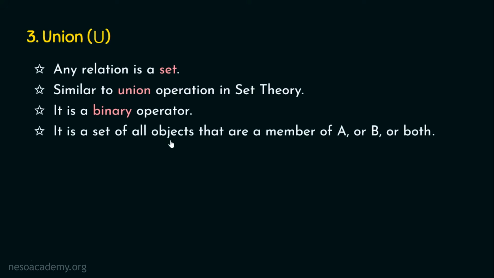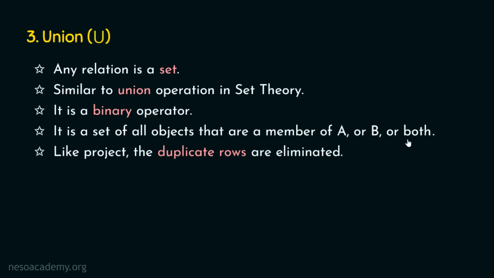It is a set of all objects that are a member of A or B or both. If we take A as a relation and B as another relation and we perform A union B, then the output is going to be the set of all tuples that are a member of A or B or both. No worries, when we see an example it will be easy to understand. For now, just understand that the output will contain the members from A as well as the members from B. And there are situations where values may appear in both A and B. Will we have duplicate values? No, we will not have duplicate values.